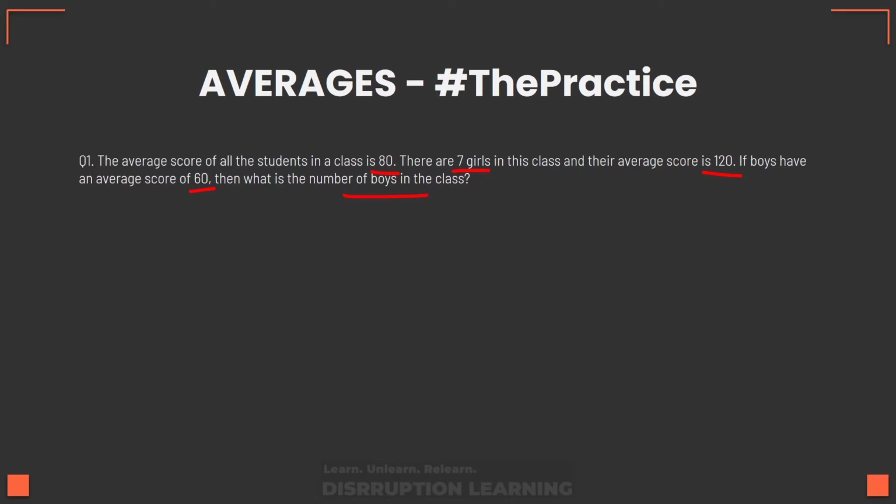Now, for this question, we have girls and we have boys. So let's say the total number of students is X. We know that there are 7 girls, so the number of boys is going to be X minus 7. I hope this is understandable. Now the 7 girls have an average of 120 while the boys have an average of 60, and the total average is 80.